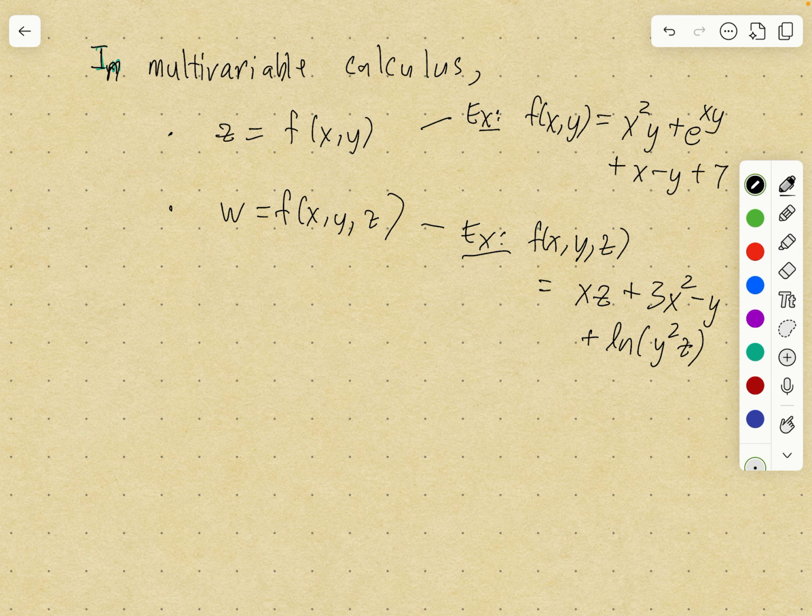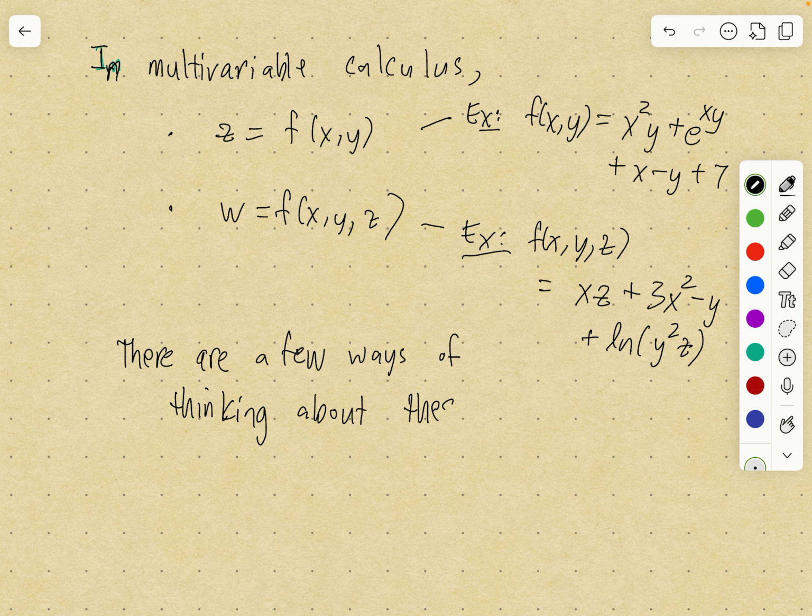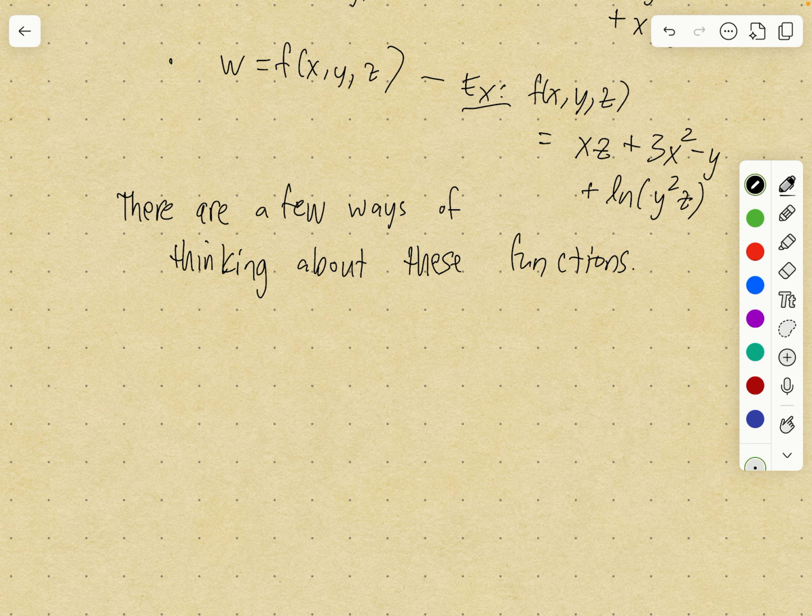So there are a couple ways of thinking about these functions. And lots of people and books, when they're explaining multivariable calculus, will use one of these analogies to help explain the results that they're talking about. So there are a few ways of thinking about these functions, especially for functions of two independent variables. So let's look at functions of two variables.